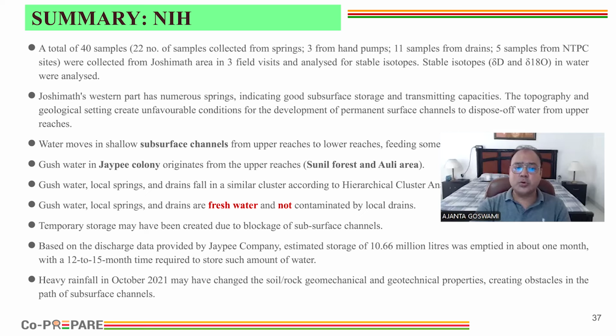How was this water stored? Heavy rainfall in October 2021 may have changed the soil, rock, geomechanical and geotechnical properties, creating obstacles in the path of the subsurface channel. So somehow the path of the subsurface channel might have been obstructed due to some change in geomechanical and geotechnical properties due to heavy rain in October 2021, which facilitated the formation of storage of that much water. Storage of that much water for 12 to 15 months, and after 12 to 15 months, that water came out. So this is again a very interesting finding from NIH.